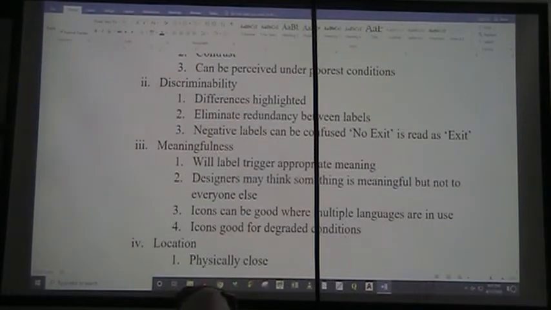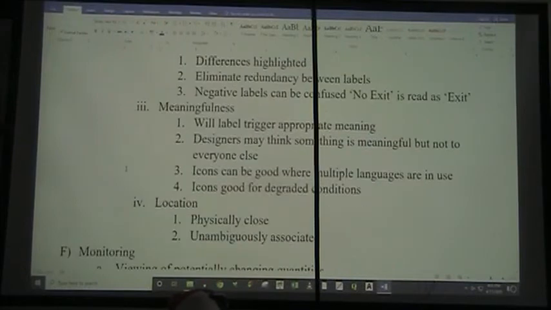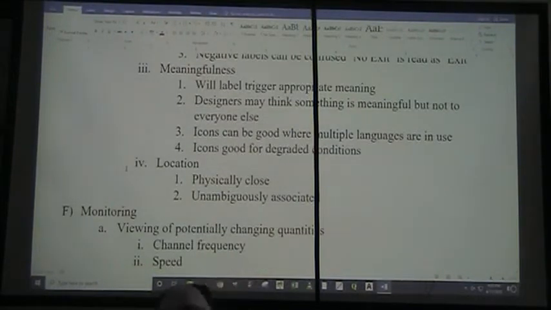All right, so discriminability, of course, we highlight the differences. We eliminate redundancy between labels whenever we can. And we need to remember the principle of negation, which is that if you say no exit or not an exit, some people will read that as exit. Meaningfulness is very important in labels. Is this label going to trigger the appropriate translation in their head or not? Remember that you as a designer may think something is meaningful, but it may not be to everybody else.